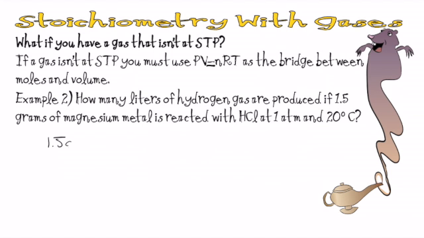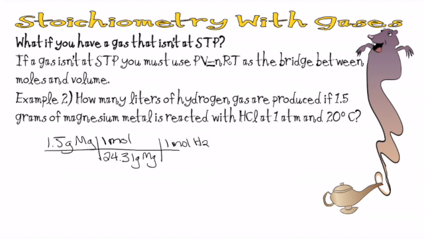So we start the same way. We have grams of magnesium. Our first step is always going to be to get to moles of magnesium. So 1 mole over the molar mass. Now we use our mole ratio. So for every 1 mole of hydrogen that is produced, 1 mole of magnesium is used. So this gives us how many moles of hydrogen were produced in the reaction. So we get 0.0617 moles of H2.